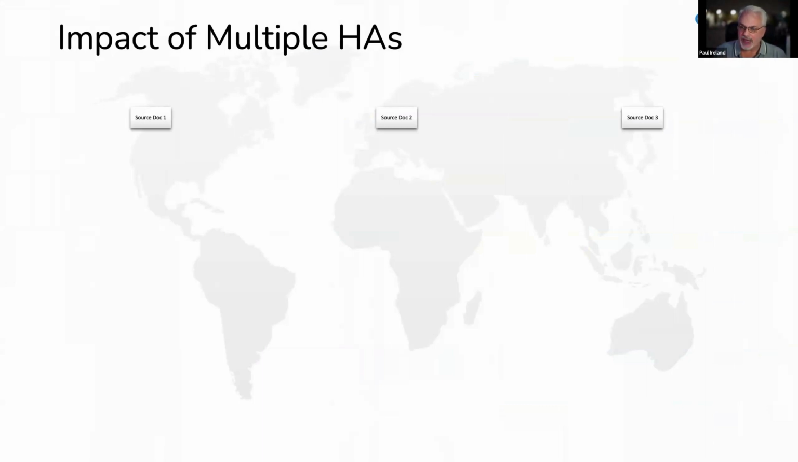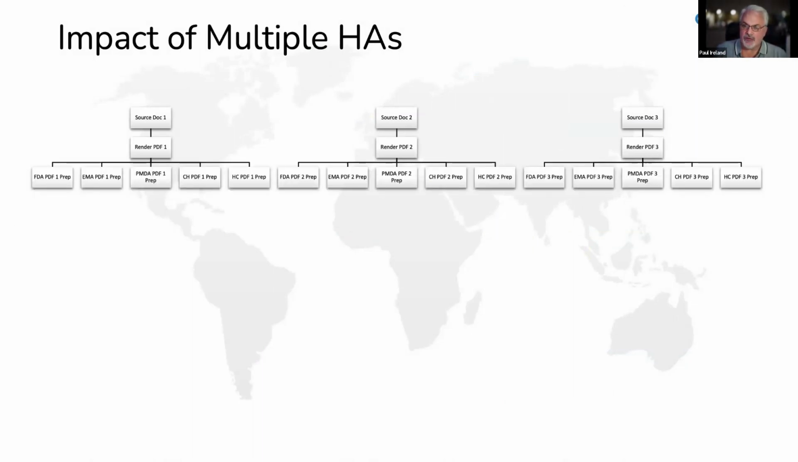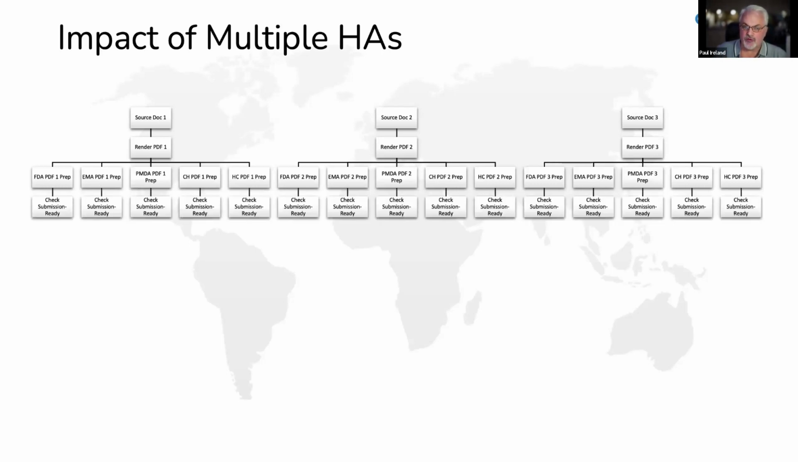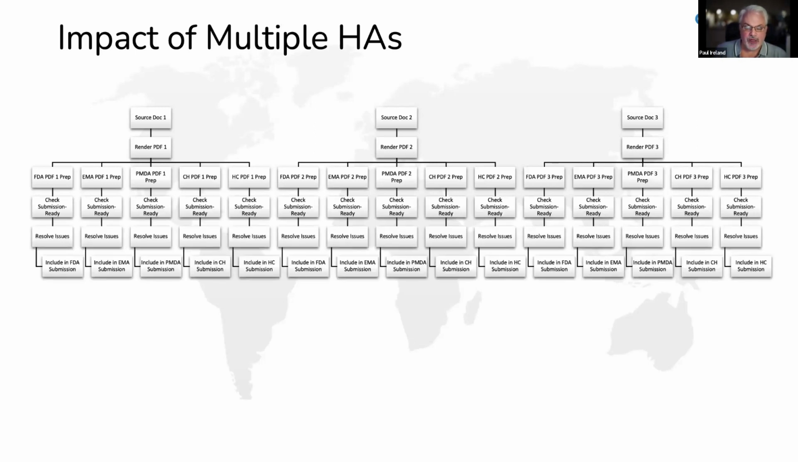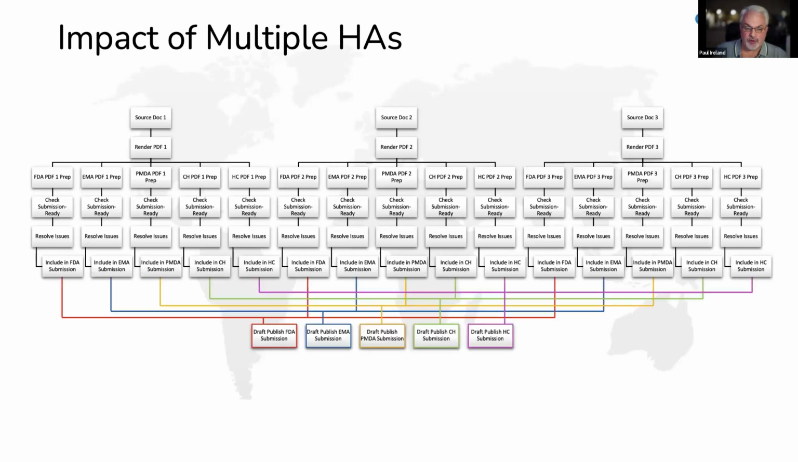Take 3 sample source documents, simple Word documents for example, that are then rendered to a specification of PDF. Then each of those PDFs has to be prepared for each region that those files are going to be submitted to. In this example, just 5 regions: the US, Europe, Japan, Switzerland, and Canada. So we've got 5 preparations per document. Once you've prepared them, you then check that they're submission ready, do some final checks, and resolve any issues that remain before including those documents or PDFs into your publishing tool.